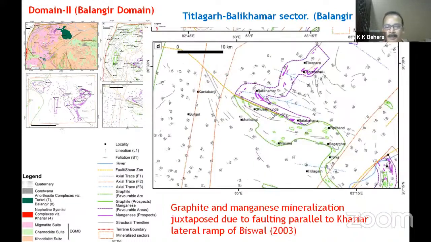Another important part is this. In this part, if we see a fault parallel to our career lateral ramp, we'll see the graphite towards west is juxtaposed over the manganese. It could be only due to the faulting. And these all are westerly dipping faults, plunging faults are seen in this area. So again, this can be taken up in those areas also.